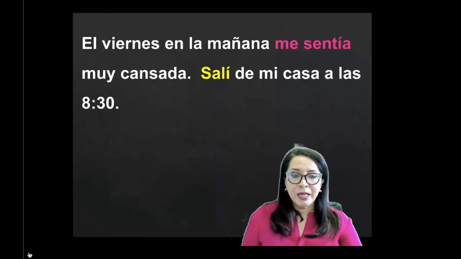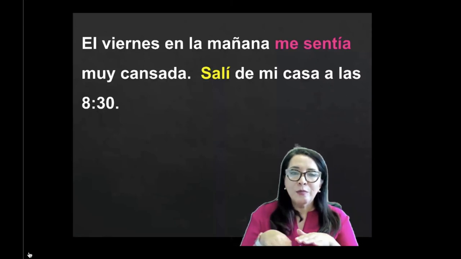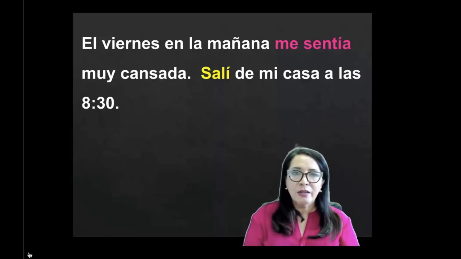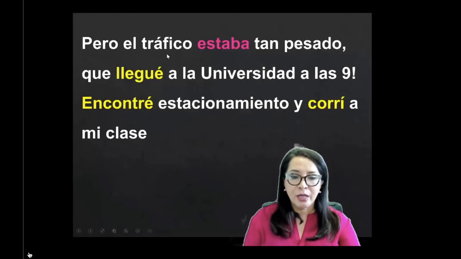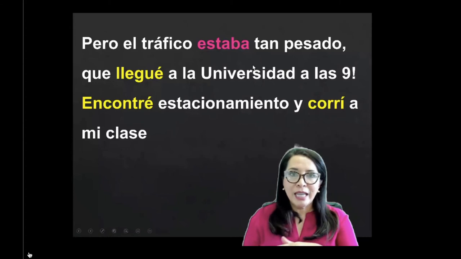El viernes en la mañana me sentía muy cansada. How you were feeling, therefore, imperfect. Salí de mi casa a las 8:30. I left my house. One time, done. Beginning and ending, so therefore, salí, preterite. Pero el tráfico estaba tan pesado. Traffic was really heavy. I'm describing a state in the past, so therefore, estaba.